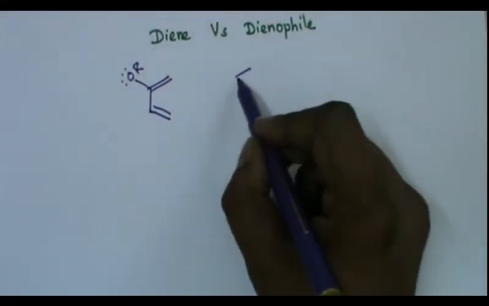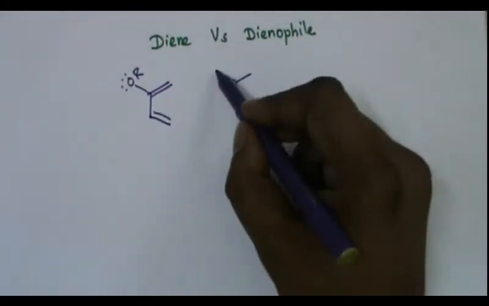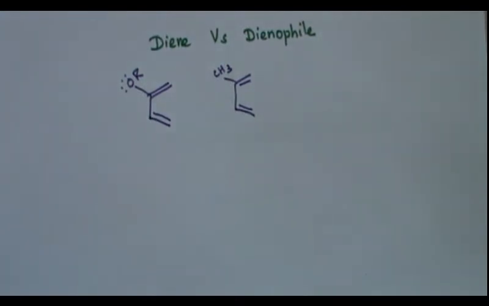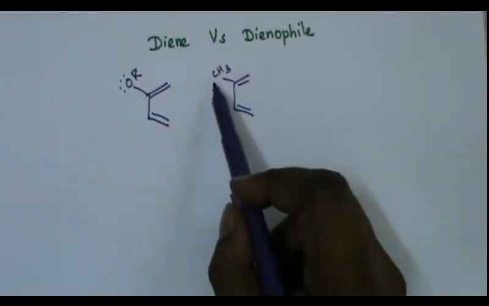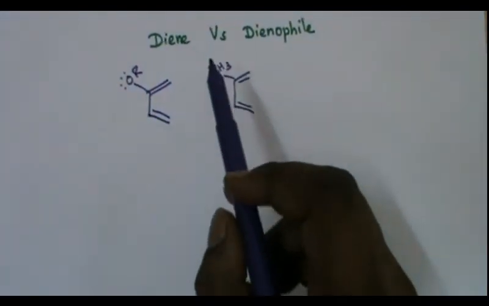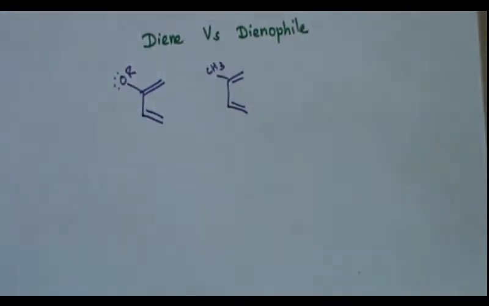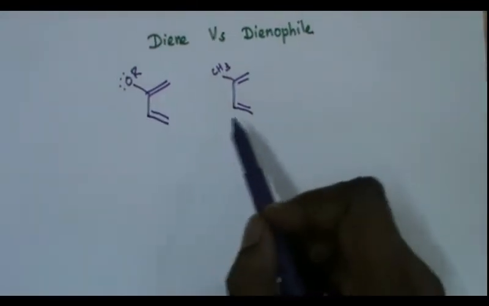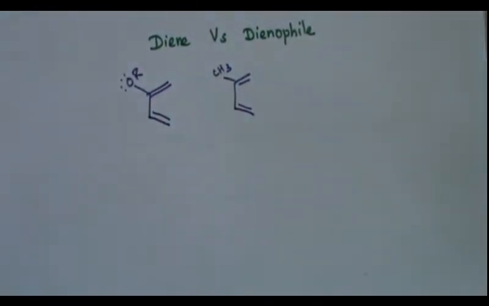If I take methyl here, it's electron donating, but it is not as much as O, or that is the methoxy group. So compared to this, the reactivity will be less.